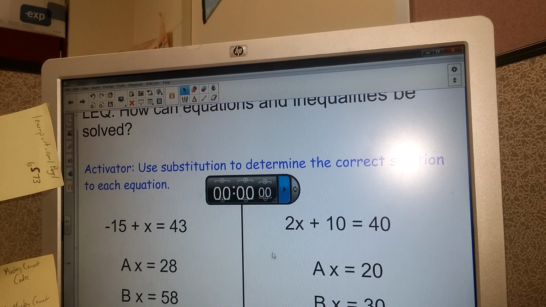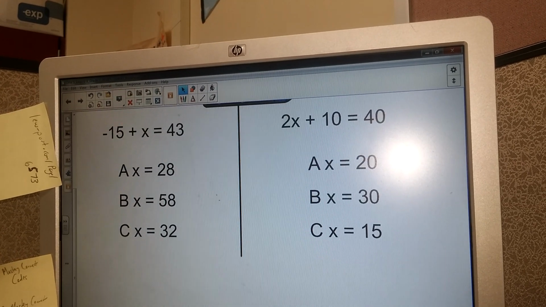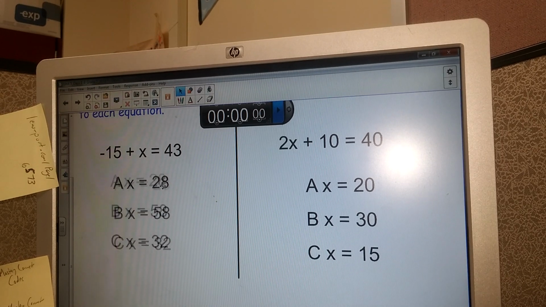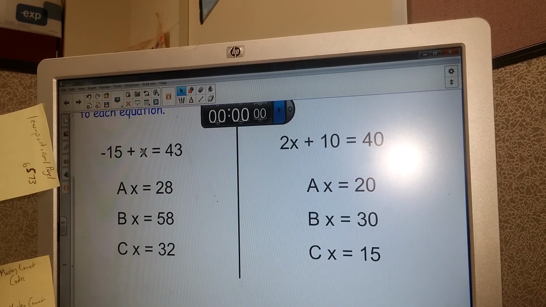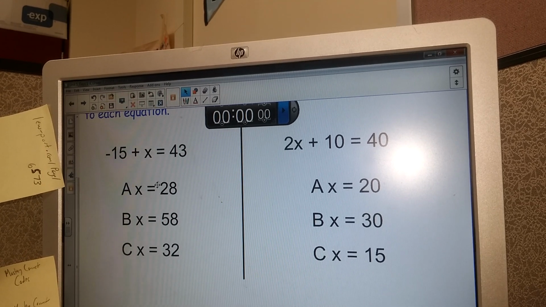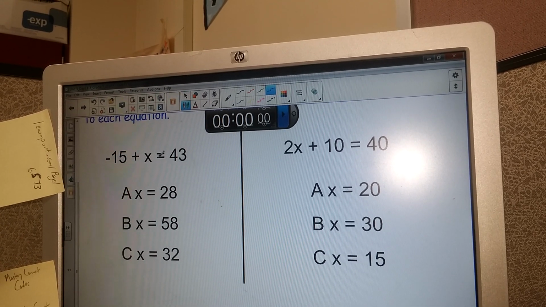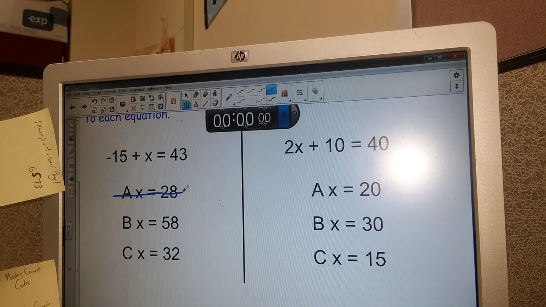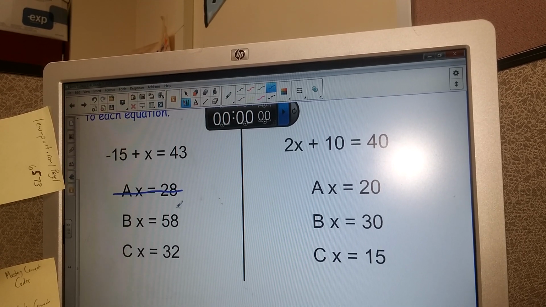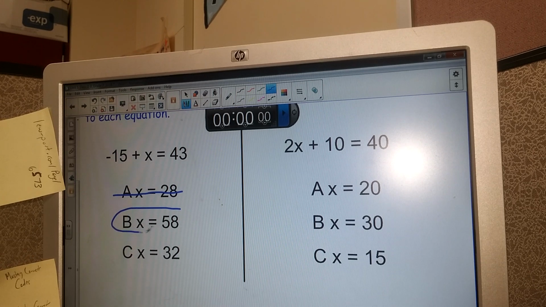Okay, number one says -15 plus x is the same as 43. So what you have to do is substitute each value in for x and see if it works. So on your calculator, you would literally type in -15 plus 28 and see if it gives you 43. It does not. Then you would type in -15 plus 58 and see if it gives you 43. It does. So this one is B.